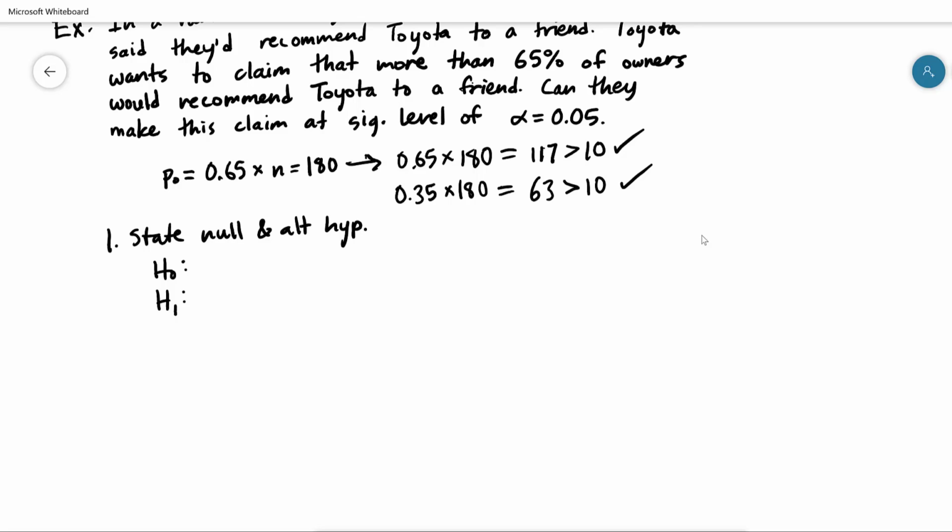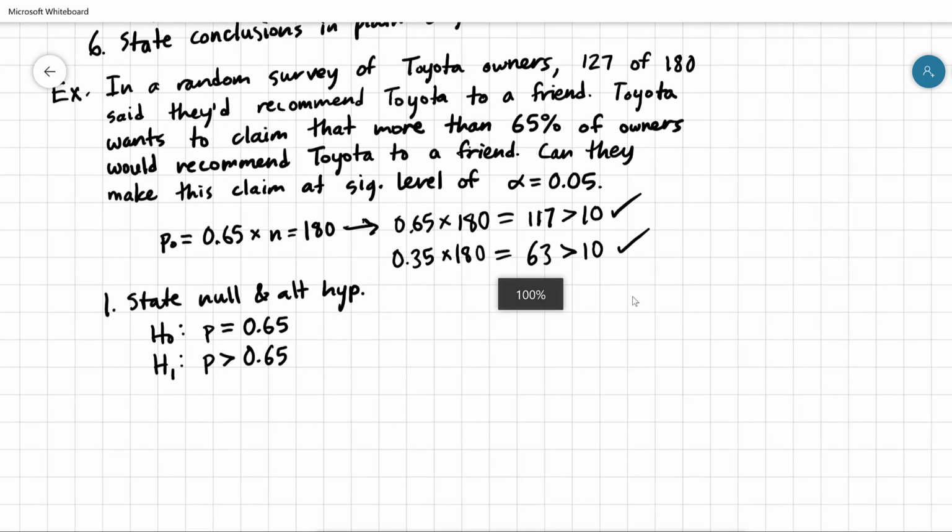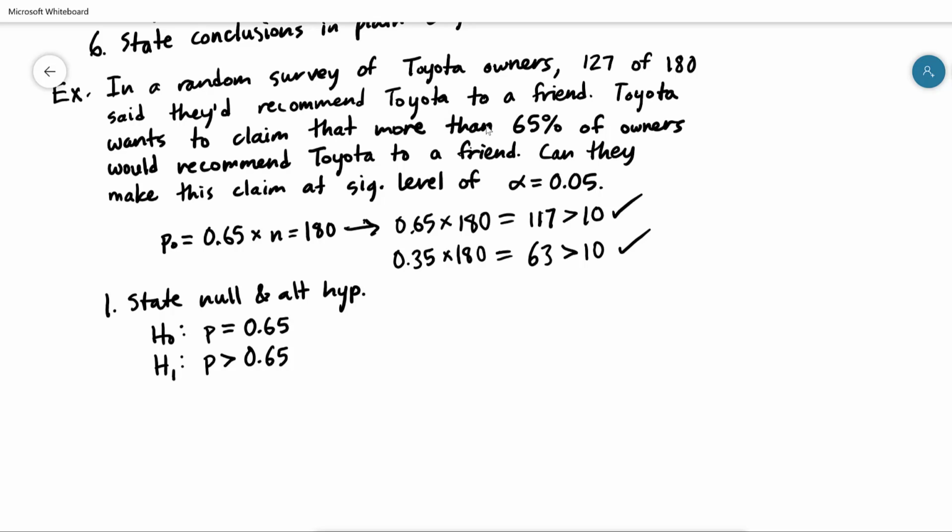So H0, H1. The null hypothesis is going to be that P is equal to 0.65, and alternatively, we want to do P greater than 0.65. In this case, again, this number right here, 0.65, is on the cusp of their claim being true versus false. They want to claim that more than 65% of owners are satisfied, and 65% is the cutoff for this claim being true versus false.